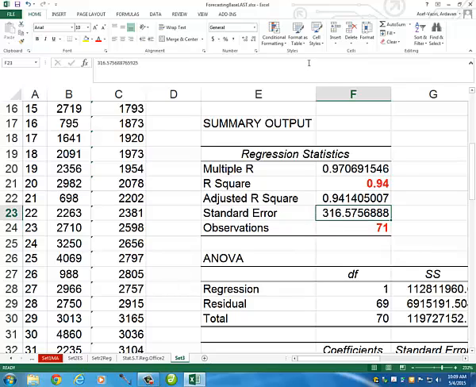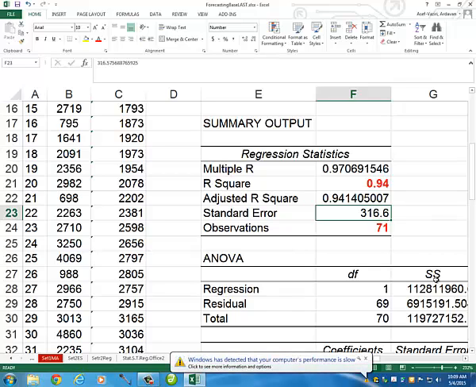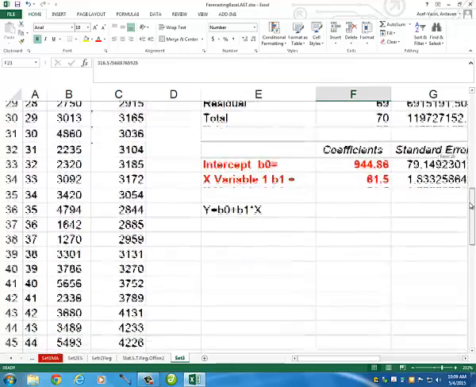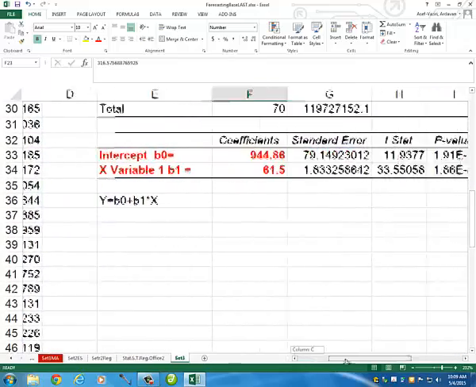Standard error is the standard deviation of our forecast. So if I say the forecast for the next period is 1200, with that I can also provide a standard deviation of the forecast. That means demand for the next period has an average of 1200 and a standard deviation of 317, for example.